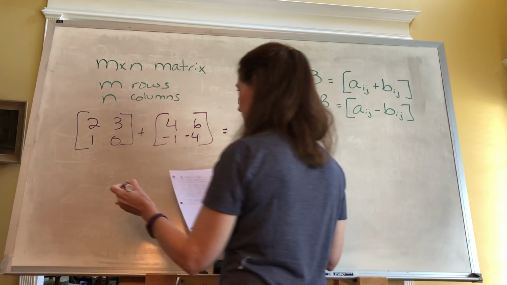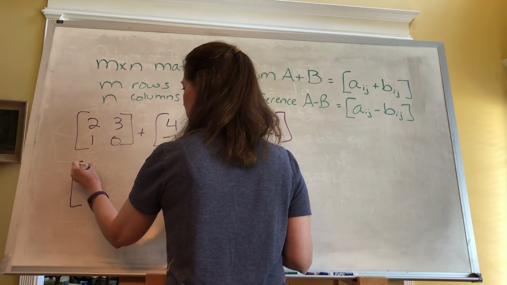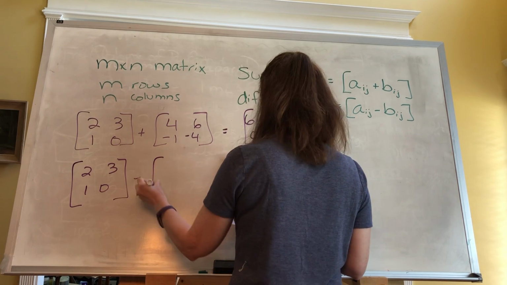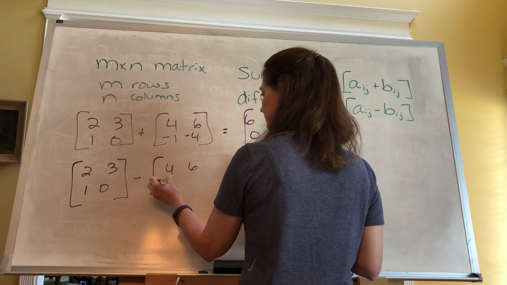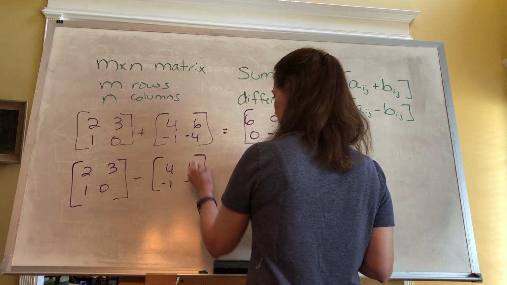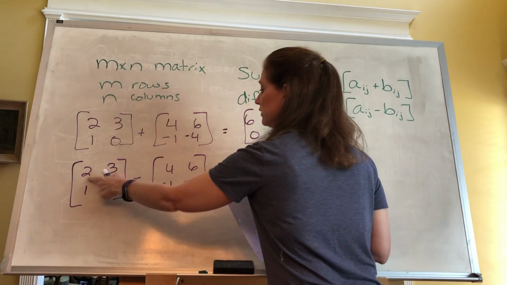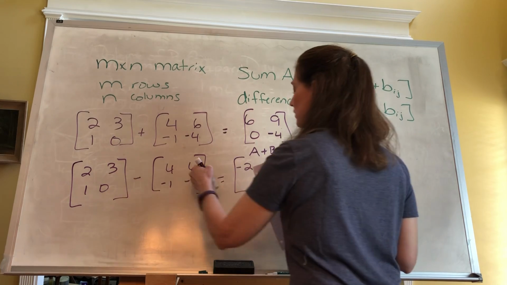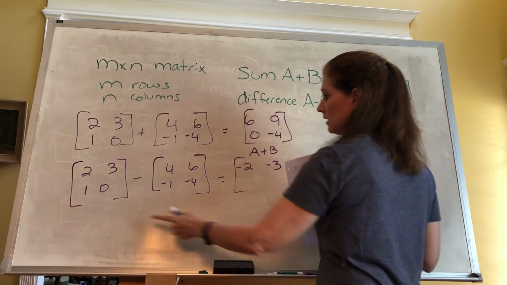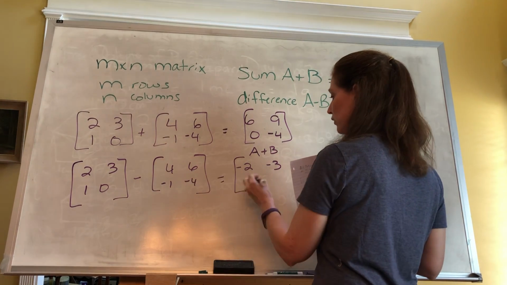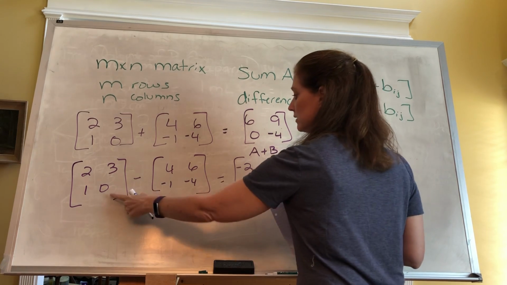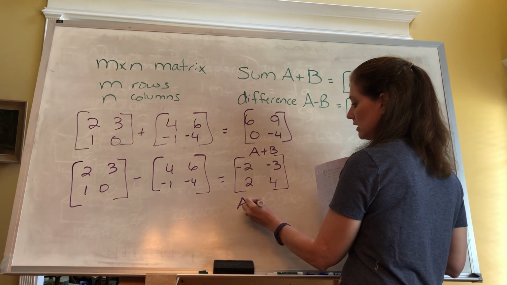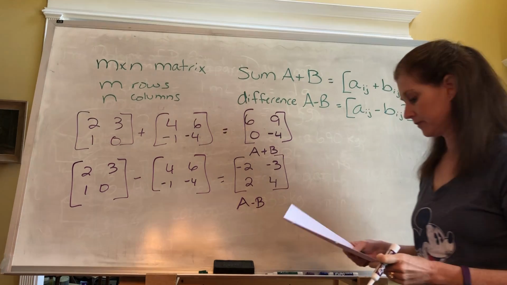All right, if I take those same matrices, but now I'm going to subtract them. So I have 2 minus 4, and then 3 minus 6, 1 minus a -1, and 0 minus a -4. All right, so this would be A minus B.